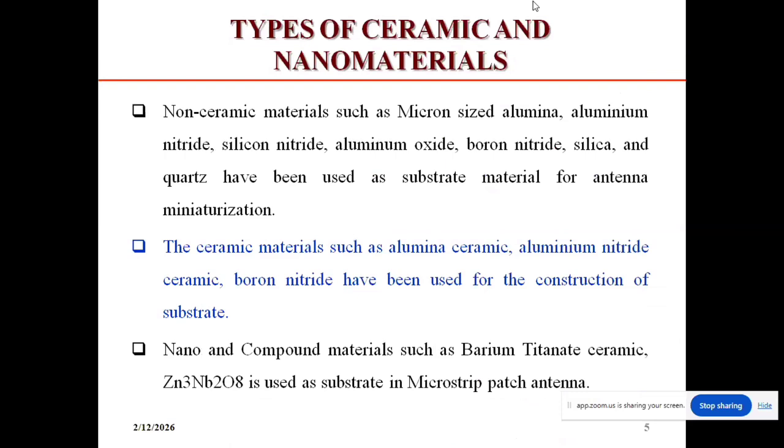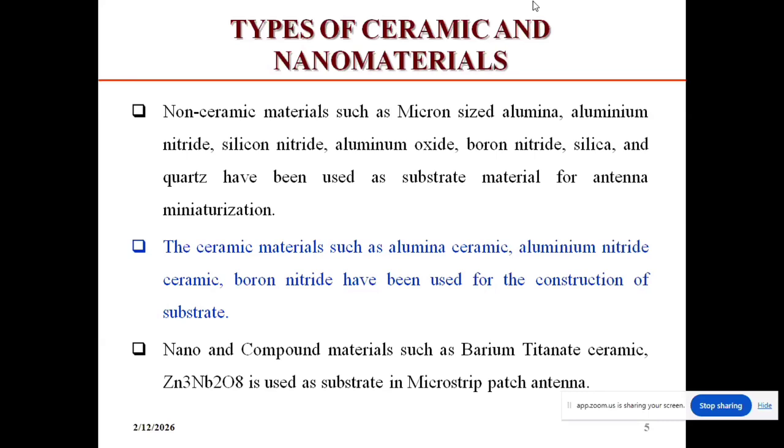Actually, our focus is the application of nanomaterials in antenna design for high frequency applications. Nanomaterials mostly from the ceramic family find many applications in antenna design. There are also micron-sized materials such as alumina, aluminum nitride, and silicon nitride, which are utilized in the literature. These materials are preferred by many researchers for antenna design. They are successful materials. Ceramic materials such as aluminum nitride and boron nitride are also very useful substrate materials for antenna design.